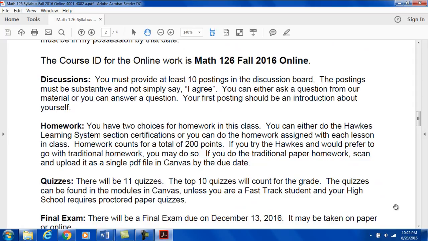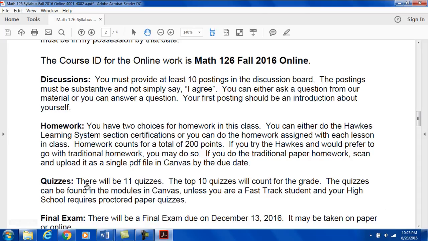Homework: you have 2 choices for homework in this class. You can either do the Hawks Learning System section certifications, or you can do the homework assigned with each lesson in the class. Homework counts for a total of 200 points. If you try the Hawks and prefer to go with traditional homework, you may do so. If you do the traditional paper homework, scan and upload it as a single PDF file in Canvas by the due date.